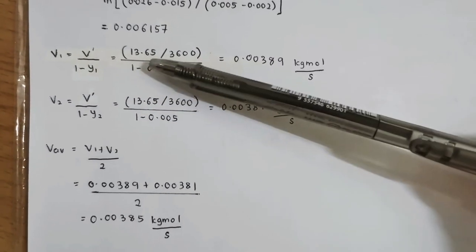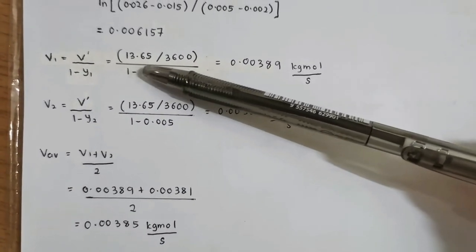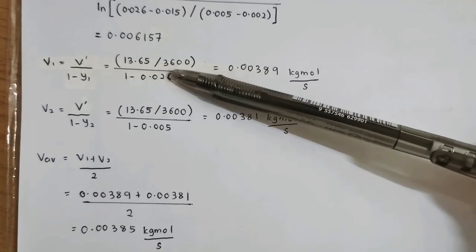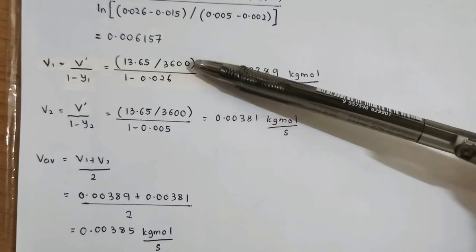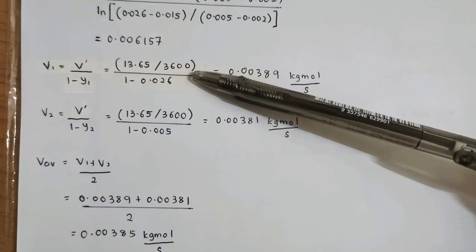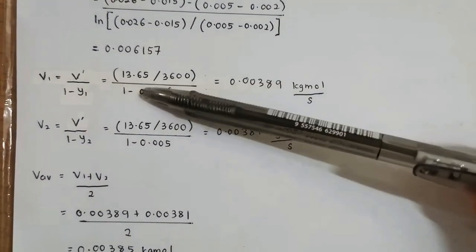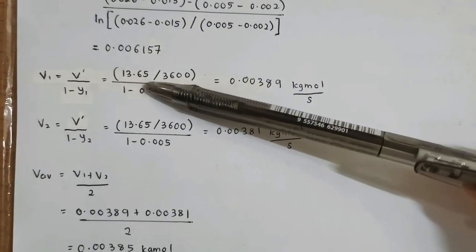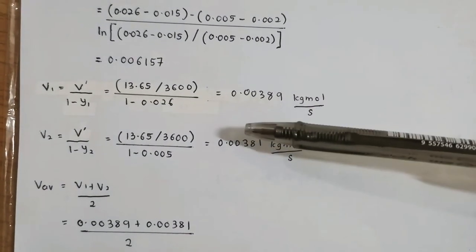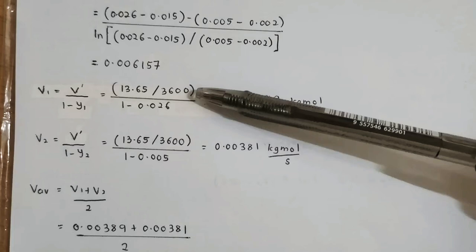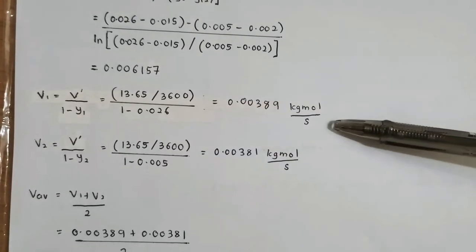For V prime, we just use 13.65 divided by 3600. Why do we divide by 3600? Because the unit must be kilogram mole per second. The unit for 13.65 given in the equation is kilogram mole per hour. So we have to divide by 3600 seconds to get this unit.